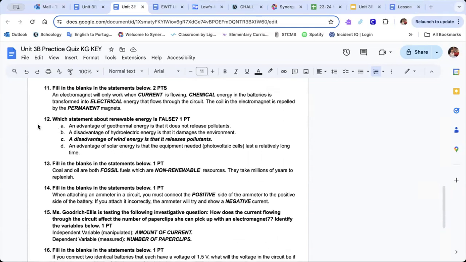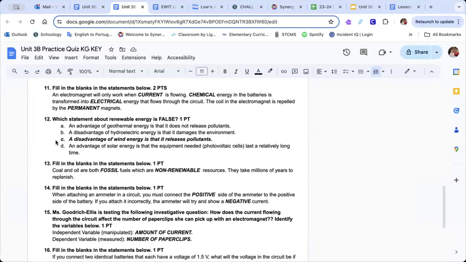Question 12 and 13 are about entry number 7 on renewable energy. Which statement about renewable energy is false? A, an advantage of geothermal energy is that it does not release pollutants. That is true. B, a disadvantage of hydroelectric energy is that it damages the environment. That is true. It hurts our salmon.